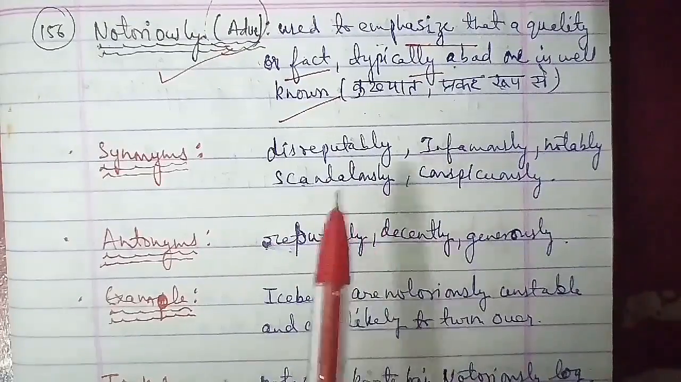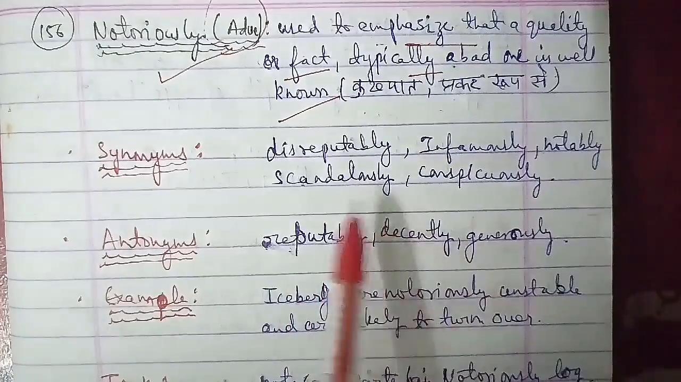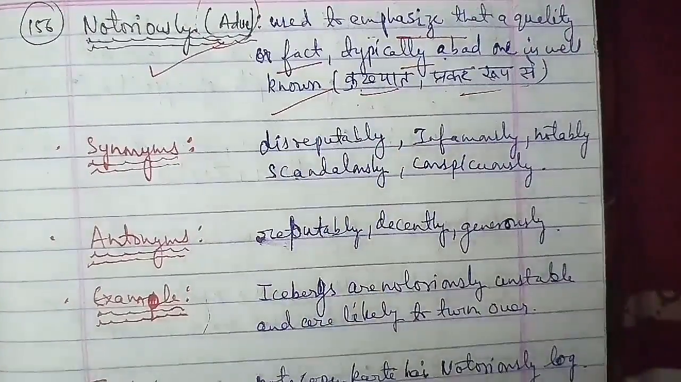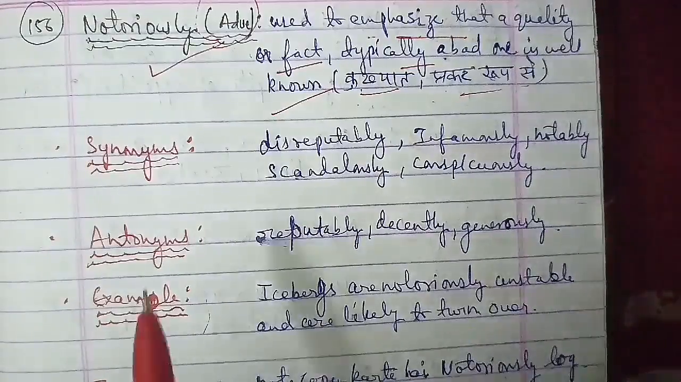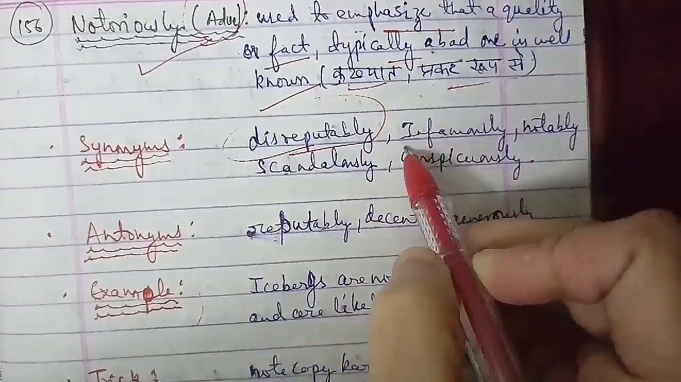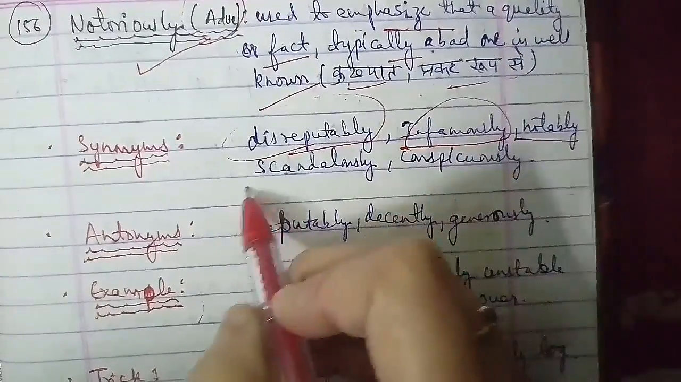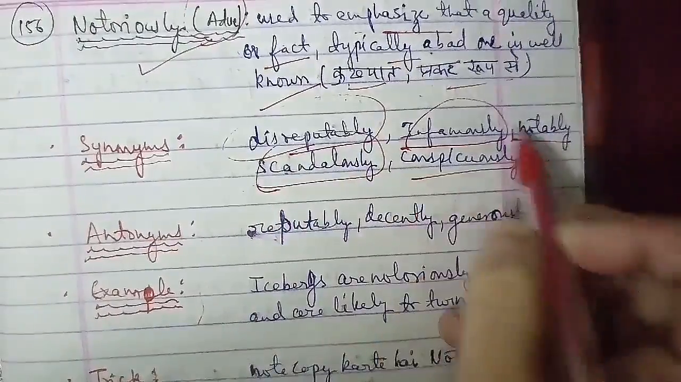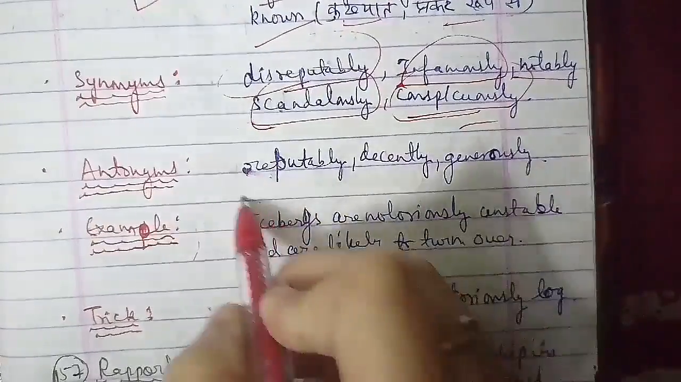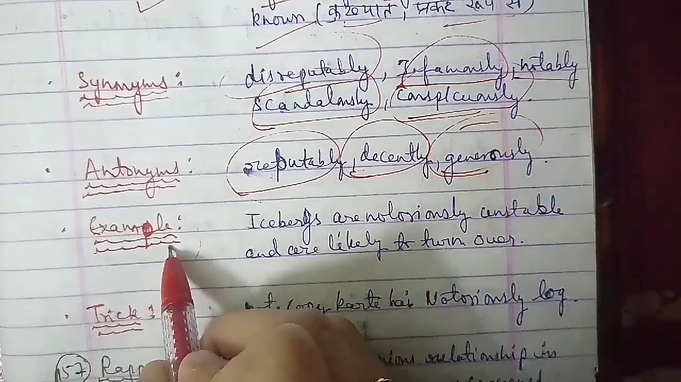The synonyms of notoriously are disreputably, infamously, notably, scandalously, and conspicuously. Now moving on, the antonyms of notoriously are reputably, decently, generously. Now the example of notoriously: icebergs are notoriously unstable and are likely to turn over.